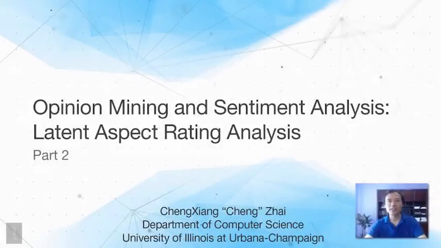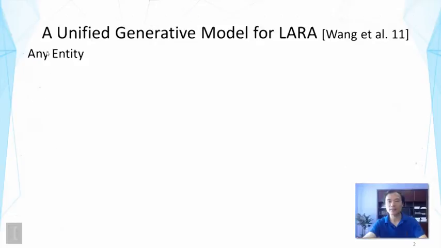This lecture is a continued discussion of latent aspect rating analysis. Earlier, we talked about how to solve the problem of LARA in two stages, where we first do segmentation of different aspects, and then we use a latent regression model to learn the aspect ratings and then latent weights. Now, it's also possible to develop a unified generative model for solving this problem.